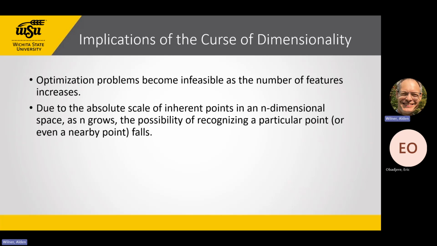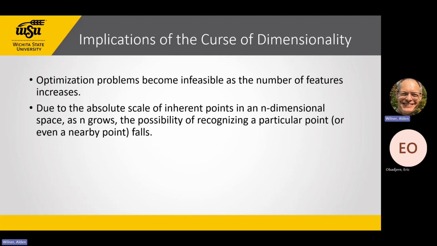So the implications are that optimization problems become infeasible as the number of features grows, because each feature has to be thought of as a dimension in your model, right? So every feature that you're looking at is another thing that can vary, another maybe orthogonal dimension that things can change along. Another column in your matrix, if you're doing matrix algebra, right? So as the number of features increases, it becomes more and more infeasible.